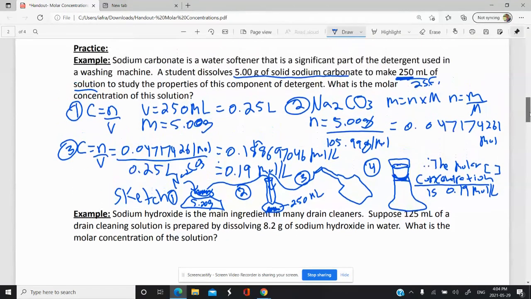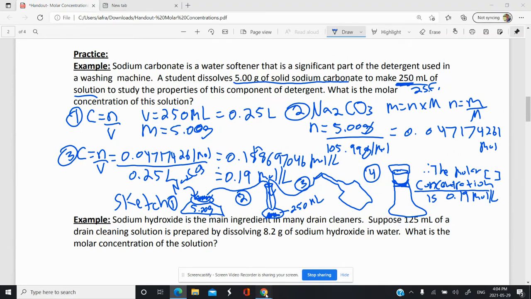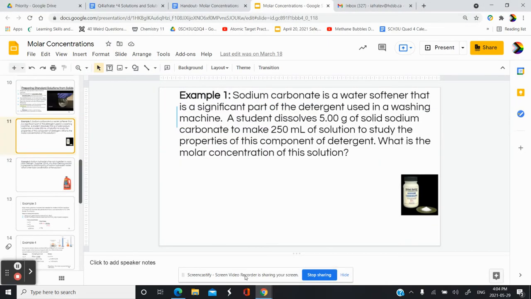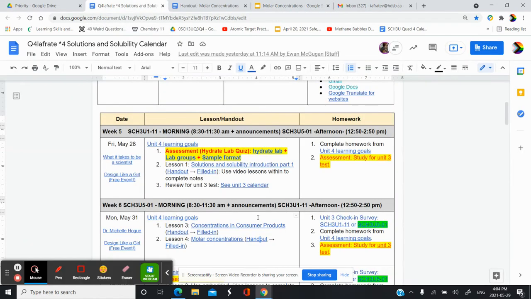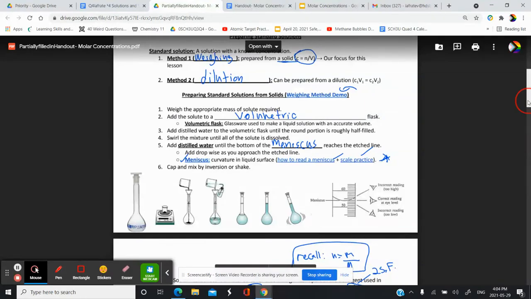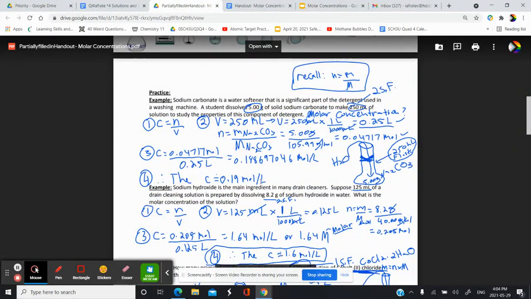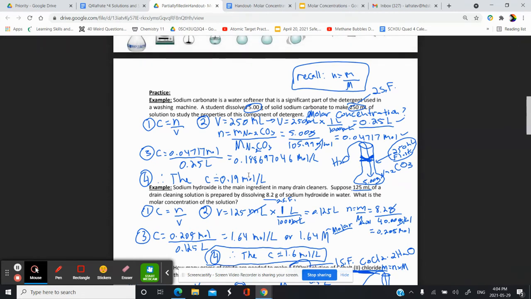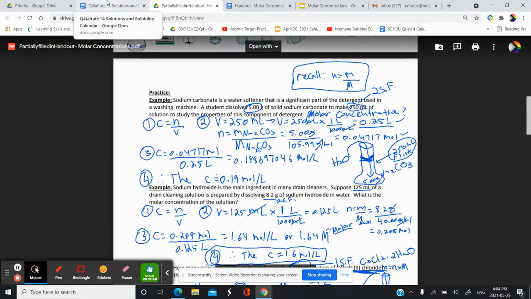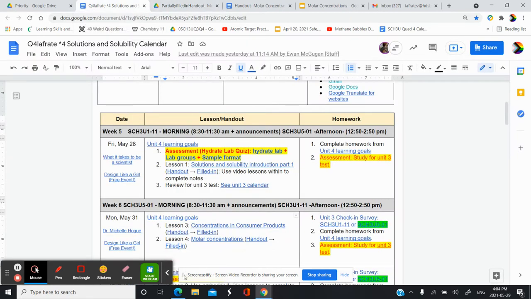All right, so that was our first example. As usual, I do like to check my answers to make sure that I'm on the right track. For this one, you can check your answers by going to our unit calendar over here, and you can see the filled in version. If you look at the filled in version, you can see that we have 0.19 moles per liter, and that's the concentration that we ended up getting, which is good. We're on the right track with that. Perfect. So let's go ahead and try a few more.